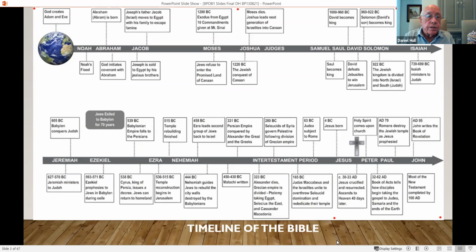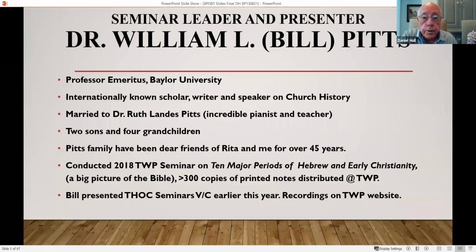As I mentioned, this timeline is what we're following. The session today goes between that red dot and that red dot on this timeline, and it covers three of the 10 major periods.